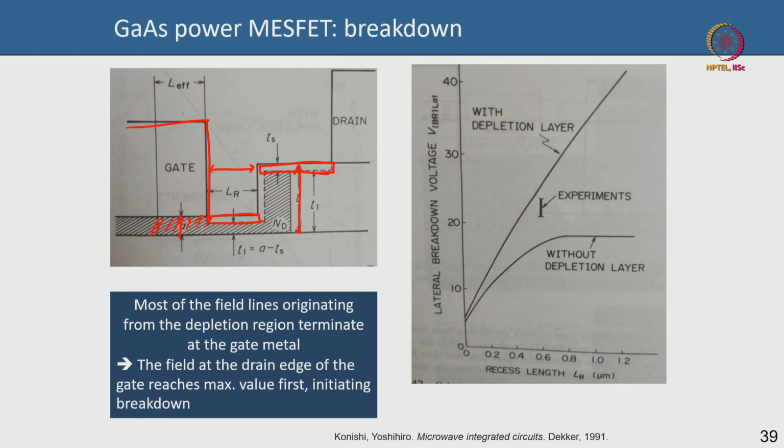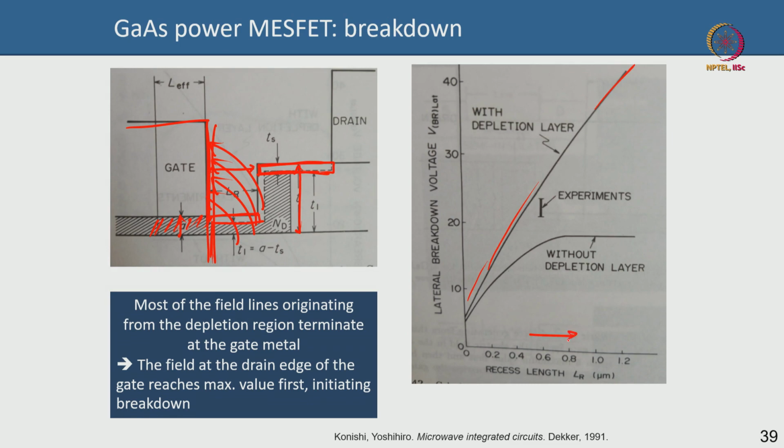So most of the electric field lines that originate from the depletion region will terminate in the gate metal actually this way. So that is why this part is the most crucial part which breaks down earlier. Okay, so people have simulated and shown that if you assume that there is a surface depletion from the top, then your breakdown is actually high with respect.